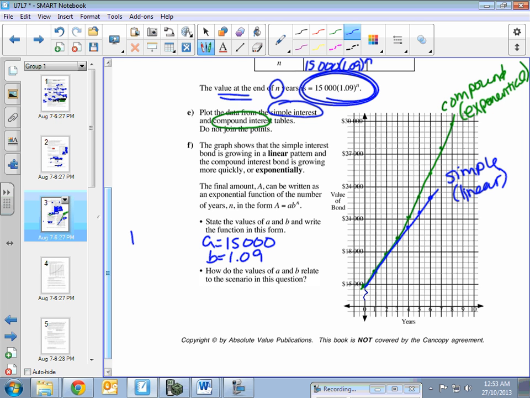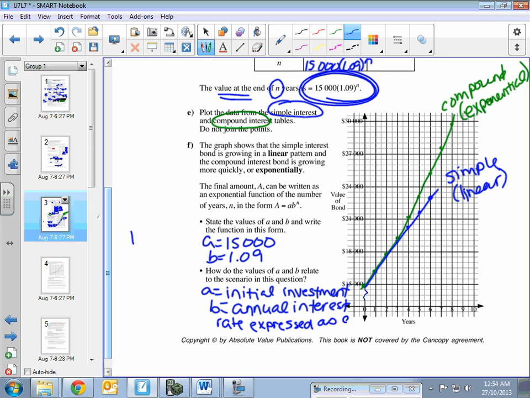So how do the values of A and B relate to the scenario in this question? A is the initial investment. So if A is initial investment, B will be 1 plus the annual interest rate expressed as a decimal. So expressed as a decimal, that just means change your percentage to a decimal.